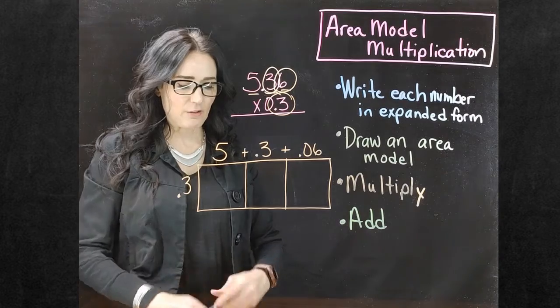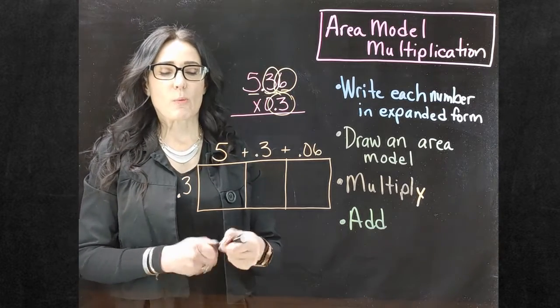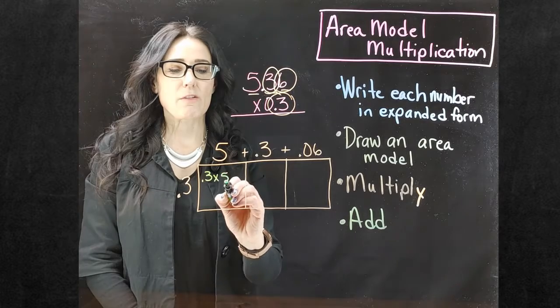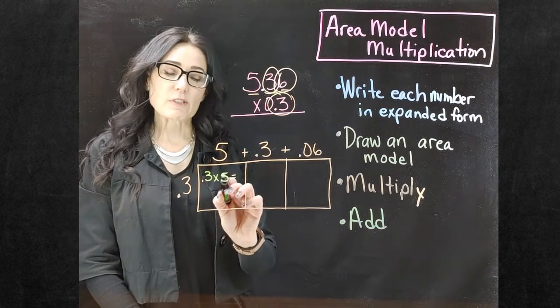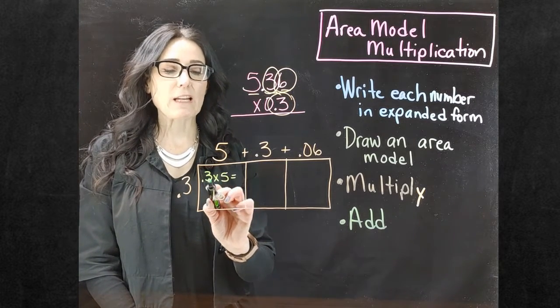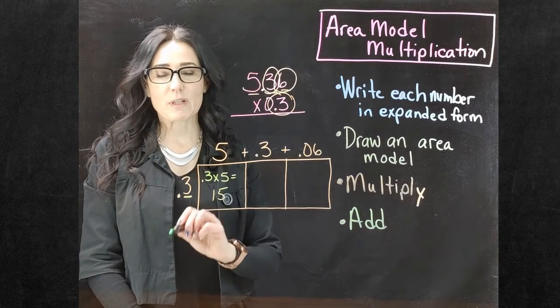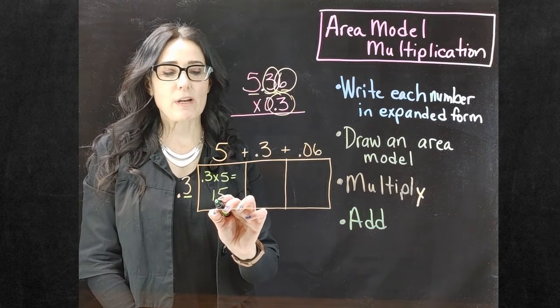So we are going to take the first 2 digits. We are going to take 3/10 times 5. So 3 times 5 is 15, but I do have 1 decimal place in my multiplier, so I'm going to put that right here.